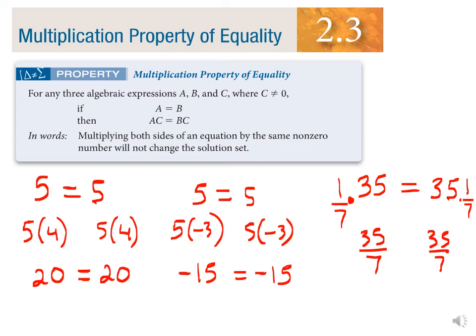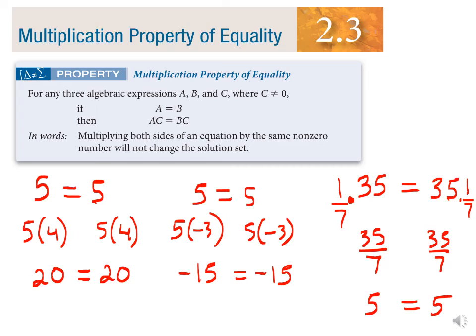But notice dividing by 7 is the same thing as multiplying by 1/7. That's how we sort of get away with it here. So both sides still equal. What do you guys say? Yeah, both sides could be 5. 5 is equal to 5.